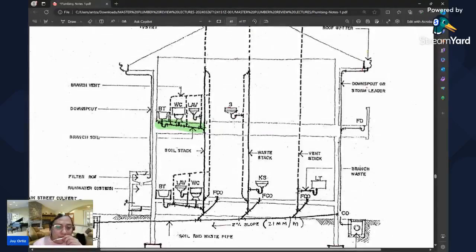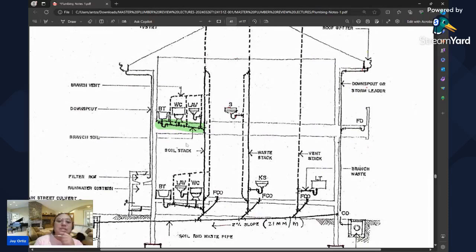So, pagka dito sa branch soil, we have the filter box or the rainwater cistern, or what we call the rainwater collector. As of now, I'm teaching in one of the universities, Bicol University, and I am teaching my students to create the rainwater collector. So they designed it, and we are doing an extension activity outside. So nakwento ko lang sa inyo.